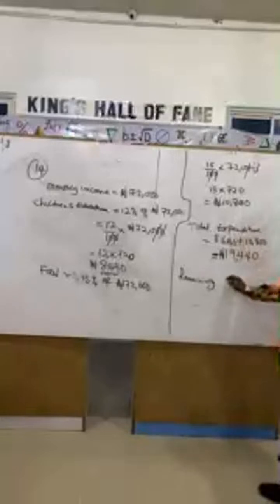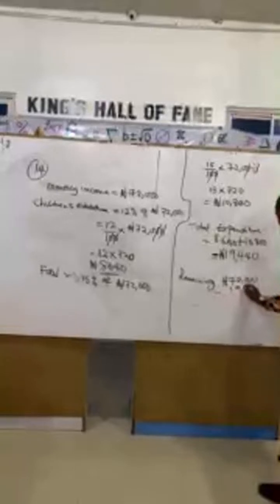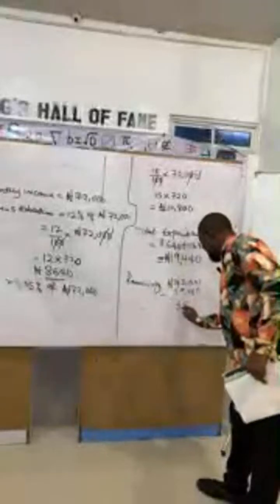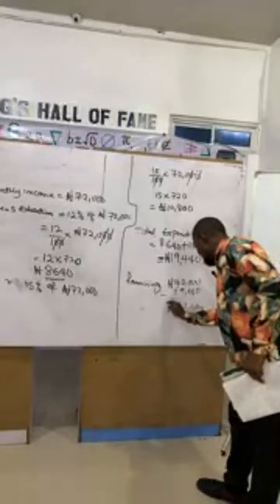So this is 72,000 naira minus 19,440, and the rest, what do you have? 52,560 naira. Yeah, that's the remaining money.